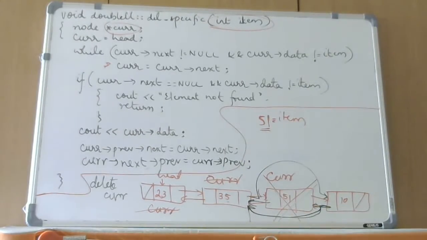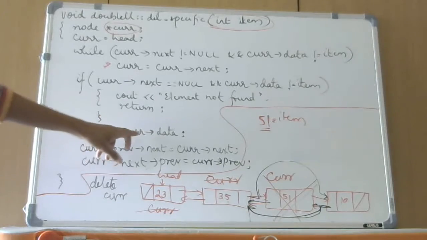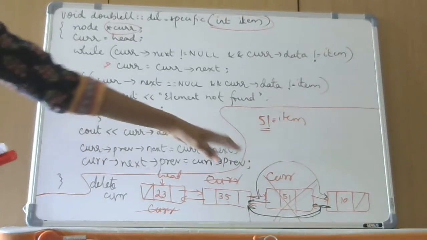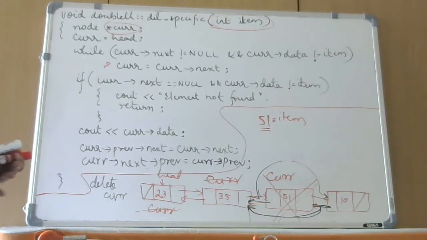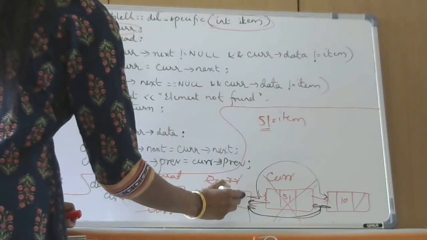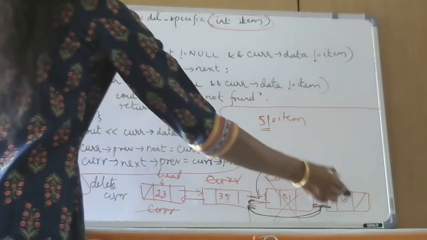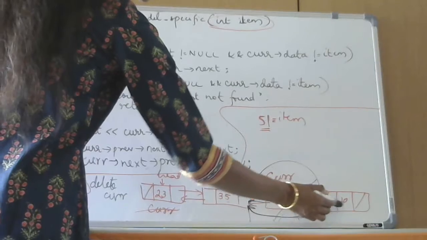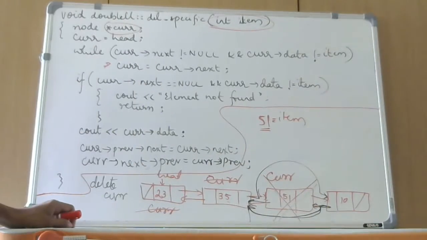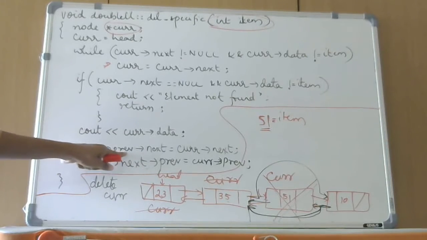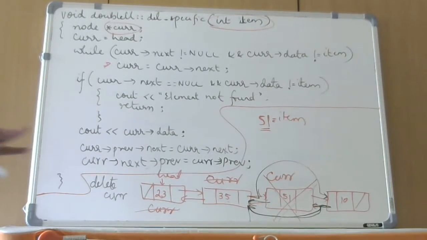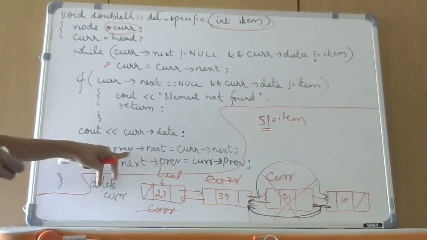Are you getting me? So we have displayed which element we want to delete, that is 51. If I delete 51, there are two changes I have to make. Next link of 35 should now point to 10. Previous of 10 should now point to 35. Correct? These are the only two changes that we have to make. So that is what I have written. Current of previous of next.